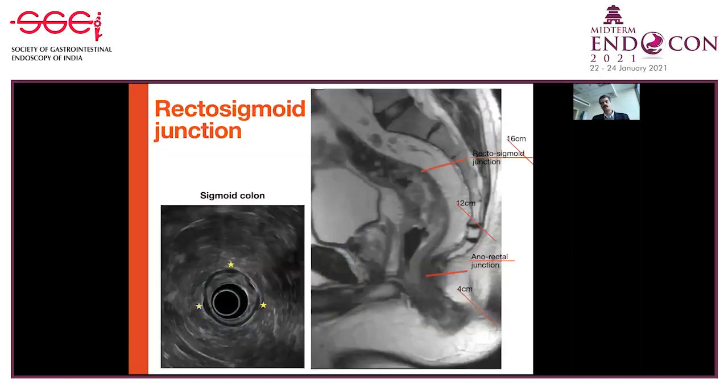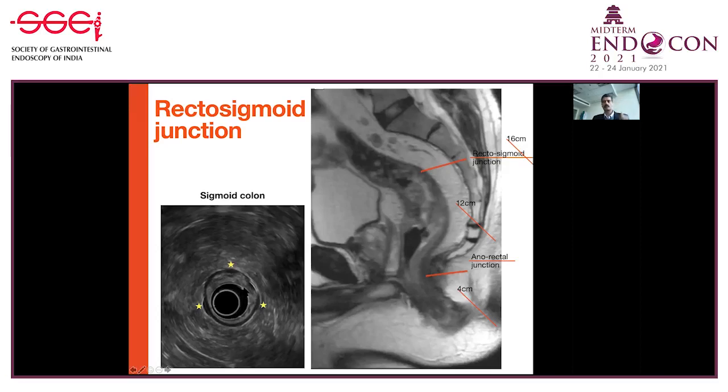Let's move on now. Please remember the distances from the anal verge. The anal canal is 4 centimeters long. This is the anorectal junction, which is defined by the puborectalis sling. It is just below the tip of the coccyx and corresponds to the apex of the prostate. Then you have the rectum, which is roughly around 12 centimeters long, which takes the rectosigmoid junction at around 15 to 16 centimeters from the anal verge. And this corresponds to the sacral third vertebra, S3 vertebra.